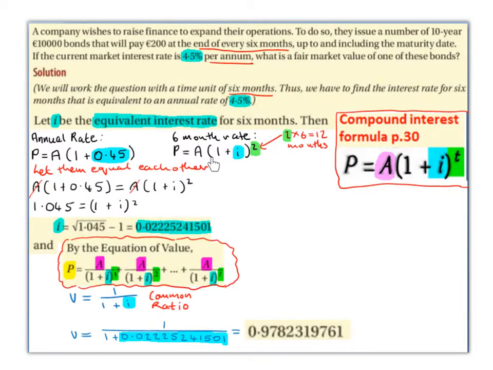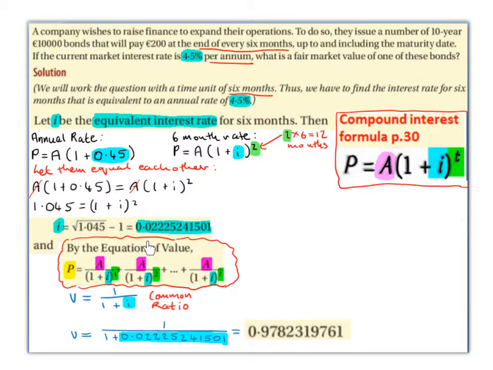We're going to let them equal each other and cancel out the A's. So we're left with 1.045 equals (1 + I) squared. We're going to bring the squared over the equal sign, so we get the square root of 1.045, and bring the 1 over the equal sign, it becomes minus 1. So I is equal to 0.02225241501.